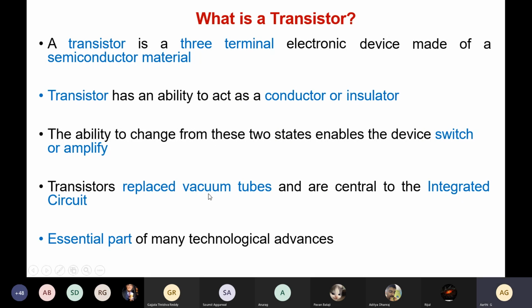Transistors have replaced vacuum tubes and are central to integrated circuits. So they play a vital role in ICs, integrated circuit applications, and are one of the essential parts of many technological advances. We are using transistors almost everywhere: in processors, microprocessors, computers, and everywhere.